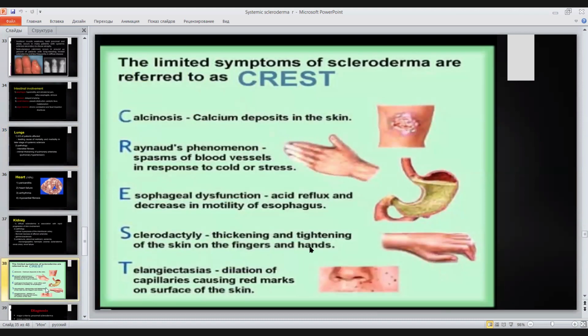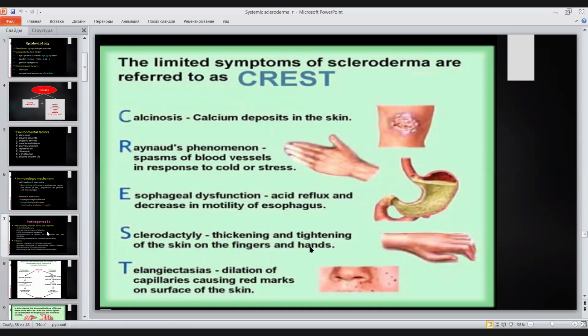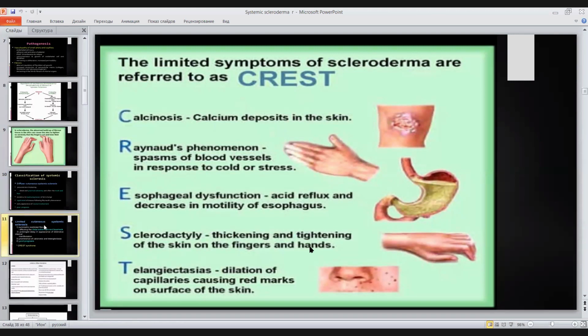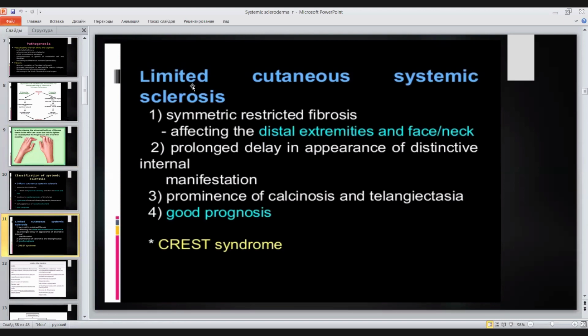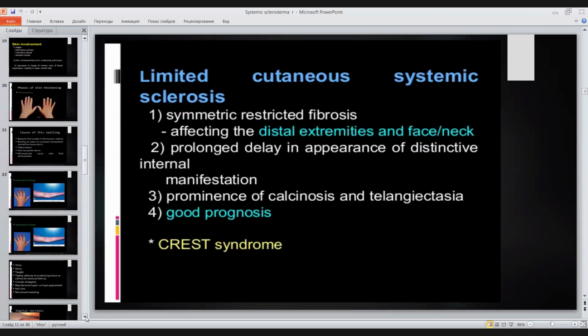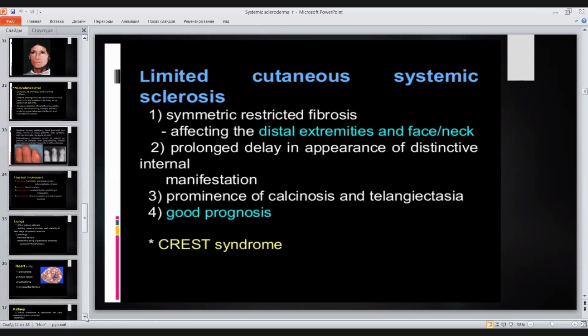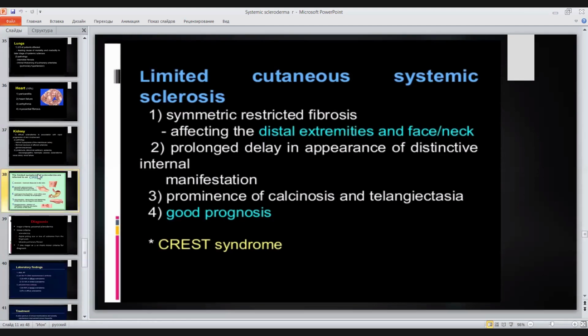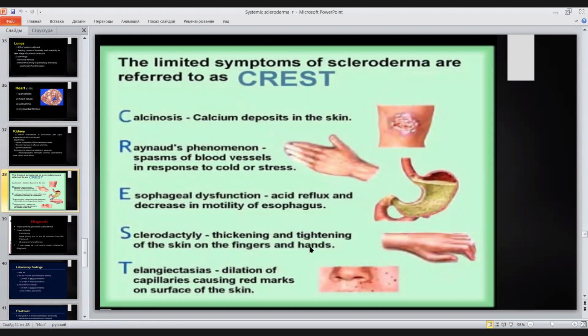But we should know CREST syndrome. If you remember, before I said CREST syndrome is more specific for the limited form. Now we should discuss CREST syndrome. What is it? You can find CREST syndrome only in systemic scleroderma, not in SLE, not in dermatomyositis, only in systemic scleroderma.